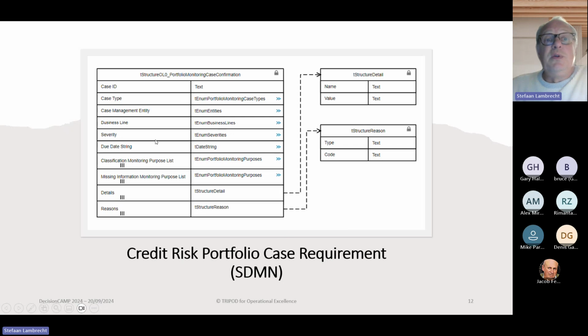The engine will also determine what is the severity level. If it is high, that means that the due date for action will be very short. If it is not that high, then there will be a timing of a few weeks to really handle the cases. It will also indicate on what topics the analyst needs to work. That is called monitoring purposes. A monitoring purpose can be, for instance, a re-rating of a customer, but can also be, in the other extreme, a UTP assessment. UTP stands for unlikely to pay.